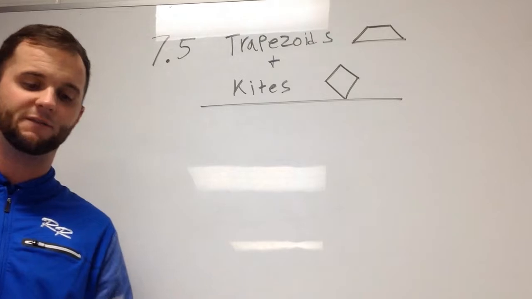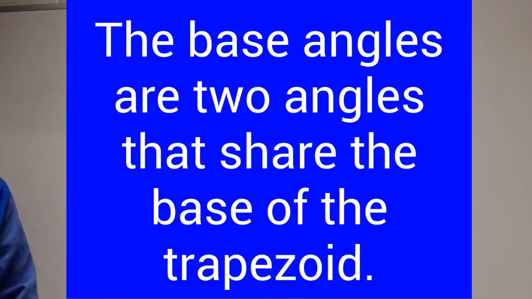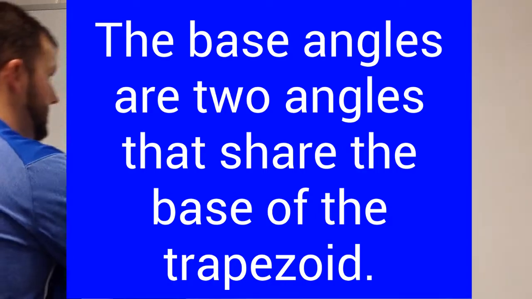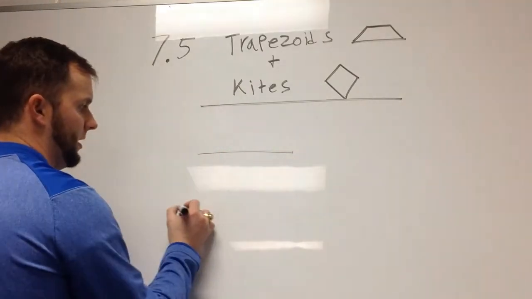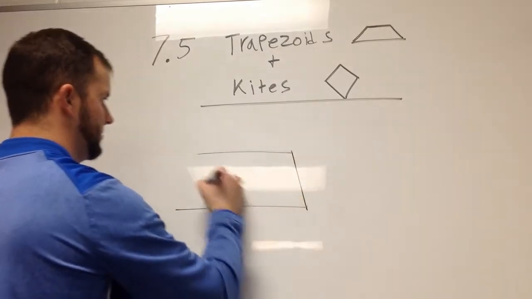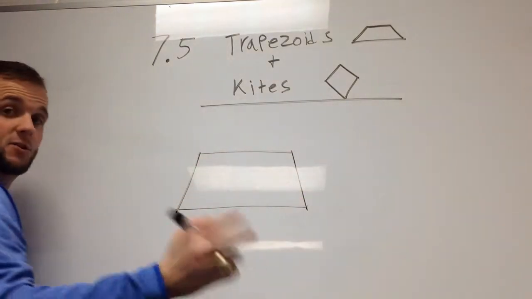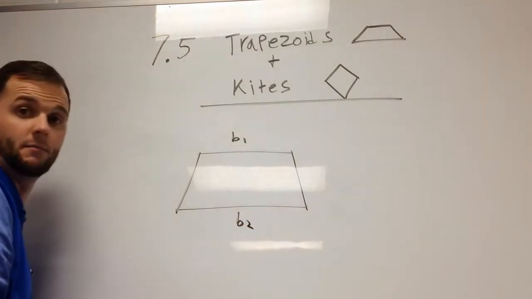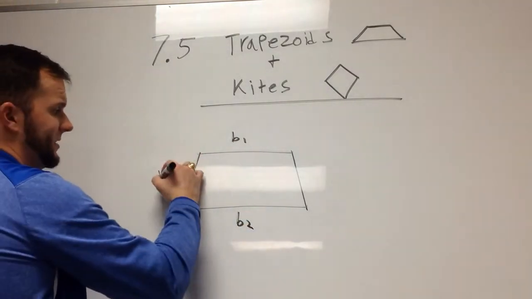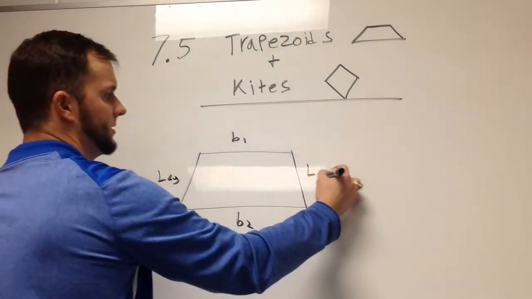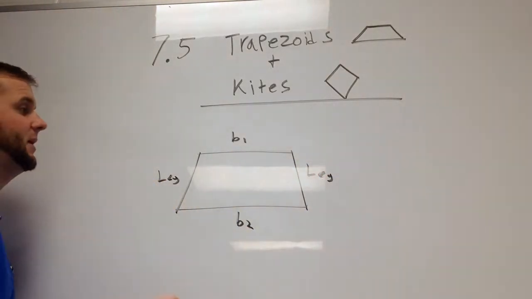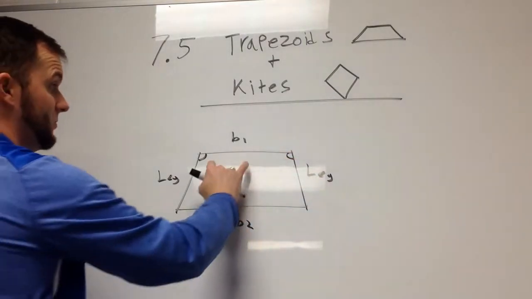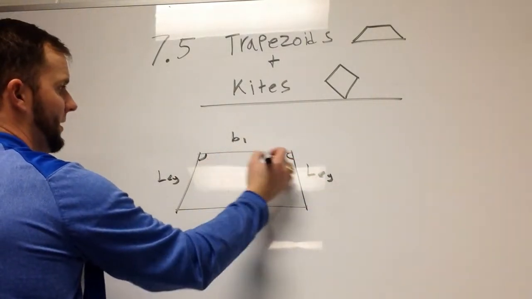And on the vocabulary definition it says, the base angles are two angles that share the base of the trapezoid. So for instance, let's go ahead and say I have a trapezoid that looks like this. I know that there's two different bases. There's a base 1 at top and a base 2 on bottom. This is known as a leg and this is known as a leg. So what's going to happen here is these two angles are going to be bases with each other. So you could call this base 1 and base 1.